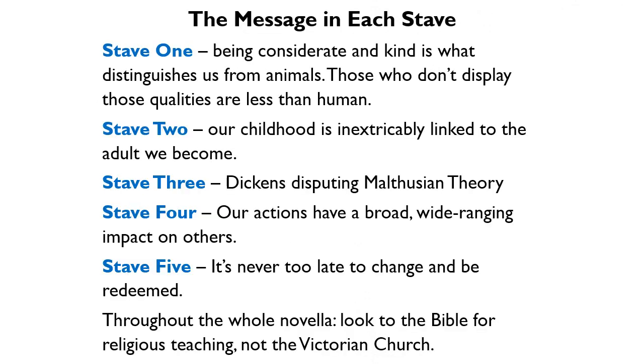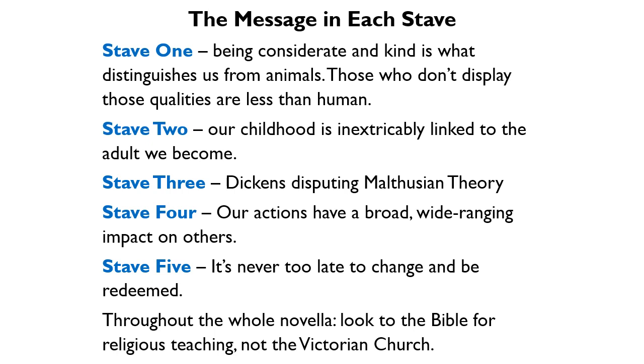So with the plot being covered, it's useful to talk about the message that's contained in each stave. Stave 1 teaches us that being considerate and kind is what distinguishes us from animals. Scrooge is described as less than human throughout the entire stave, and that's because he doesn't show any kind of consideration.